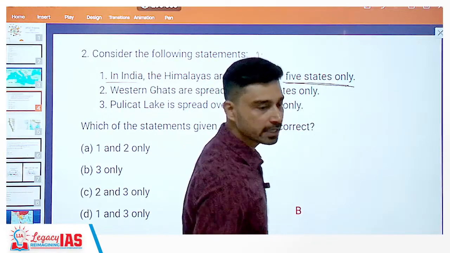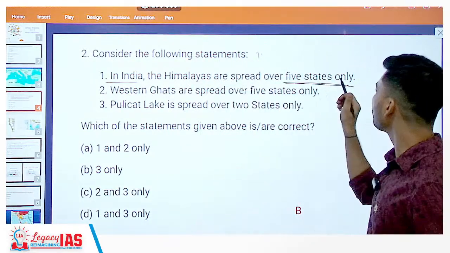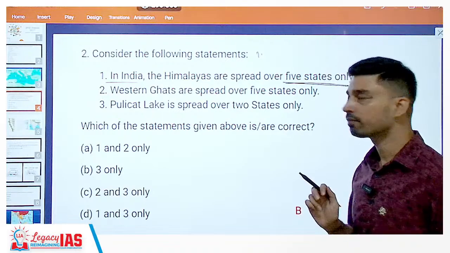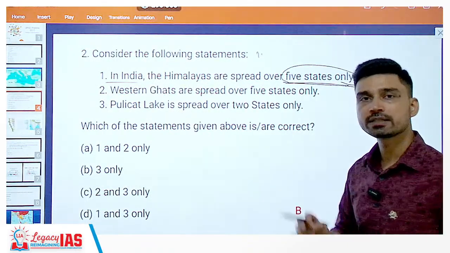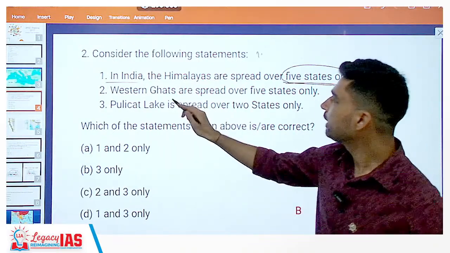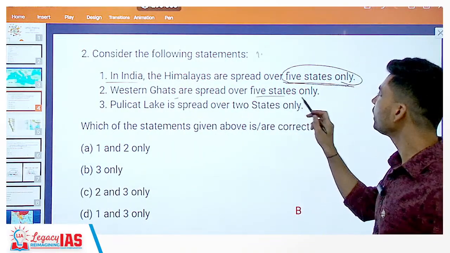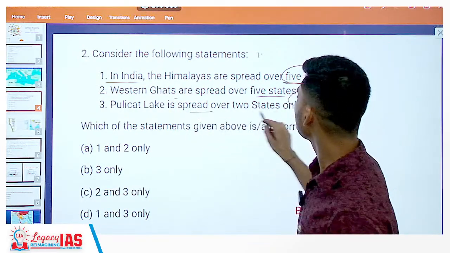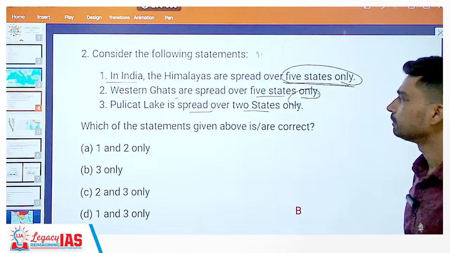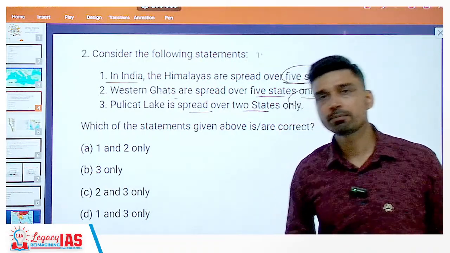Now, 'only' has been used; otherwise this statement would have been correct because Himalayas pass through 5 states. But 'only' means you have to be sure that the Himalaya does not extend to a 6th state. Second is that Western Ghats are spread over again 5 states only, and third is that Pulicat Lake is spread over 2 states only. Again it is a clear cut map based question.